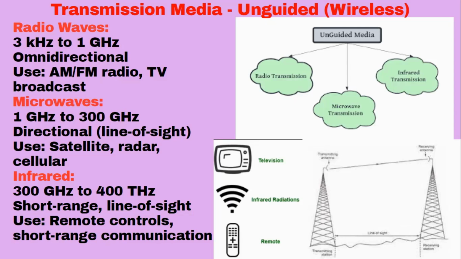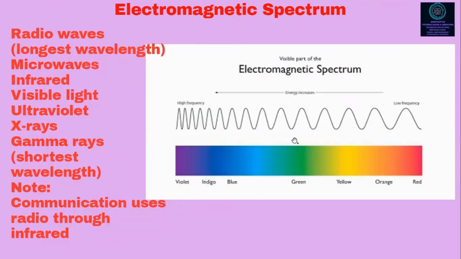It is directional and line of sight, meaning it goes straight as far as you can see to the other end. We call it line of sight. It is used in satellite, radar, and cellular. The third is infrared, 300 gigahertz to 400 terahertz. Short range, line of sight. Where do we use it? Remote control and short range communication. Infrared light we use, as you can see here on the screen. This is about the microwave part, point to point, line of sight. It shows the different transmission media: radio wave, microwave, and infrared. I hope you understood this.